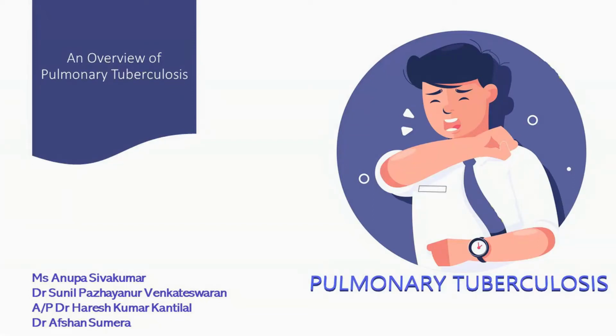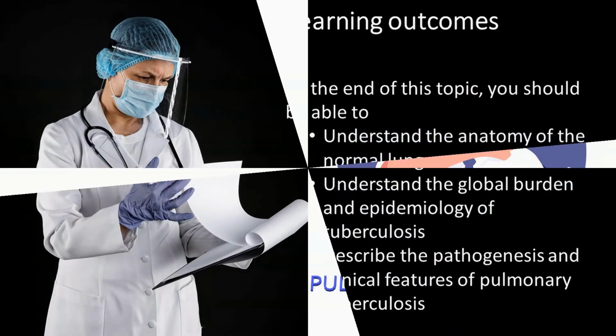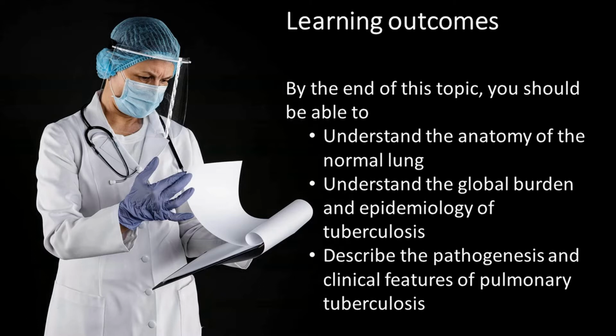An overview of pulmonary tuberculosis. By the end of this topic, you should be able to understand the anatomy of the normal lung, understand the global burden and epidemiology of tuberculosis, and describe the pathogenesis and clinical features of pulmonary tuberculosis.